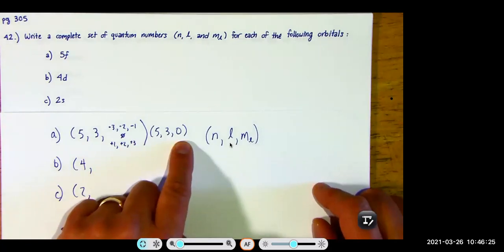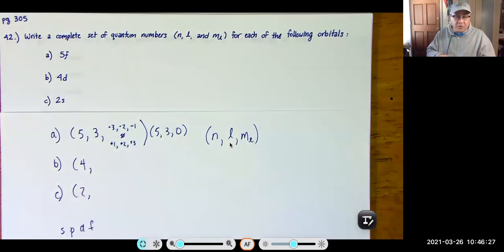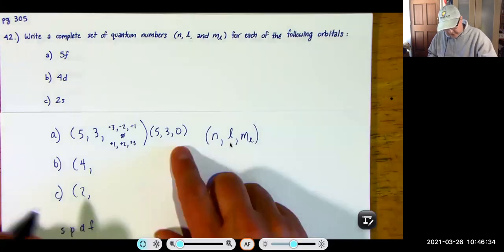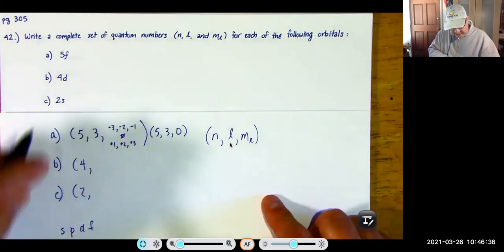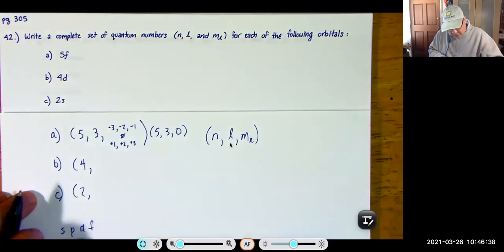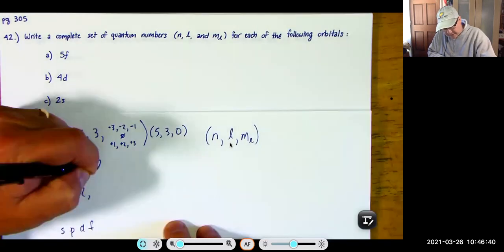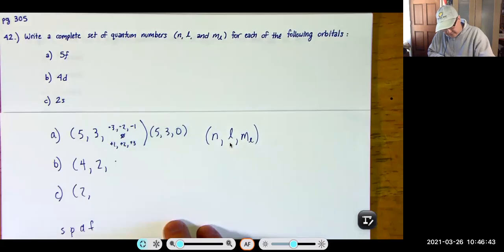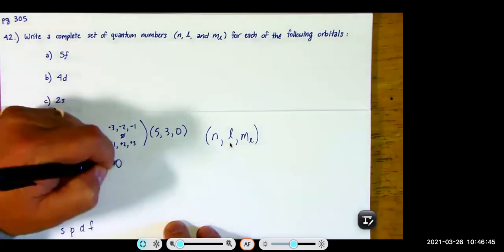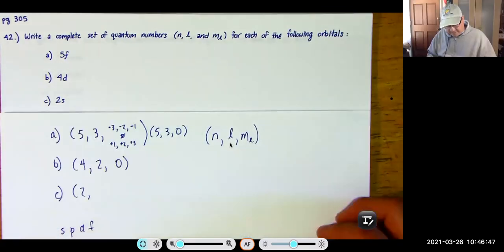Right. If L is equal to 0, you're going to have a 0. If L is equal to 1, you're going to have a 0. If L is equal to 2, you're going to have a 0. So 0 is a hero in this case. So for 4D, here's my D down below. I'm going to put a 2. And guess what number I'm going to put here? 0. Because 0 is a hero. And we talked about this yesterday.